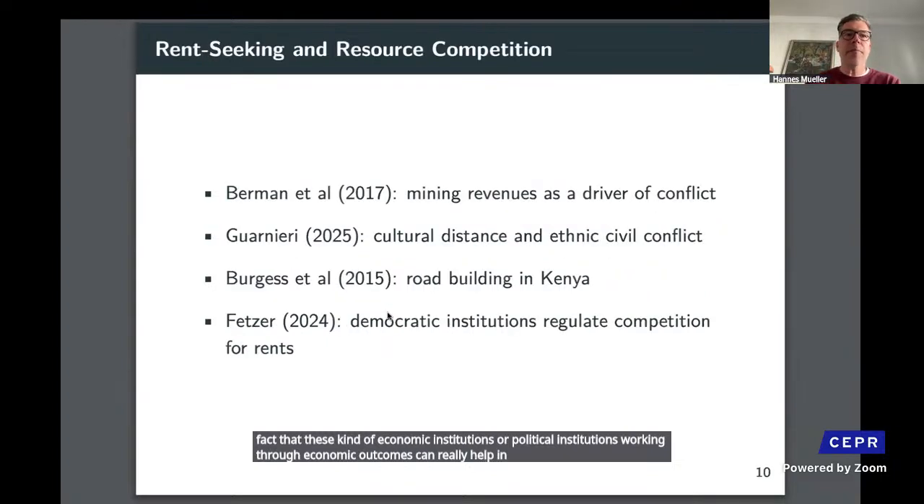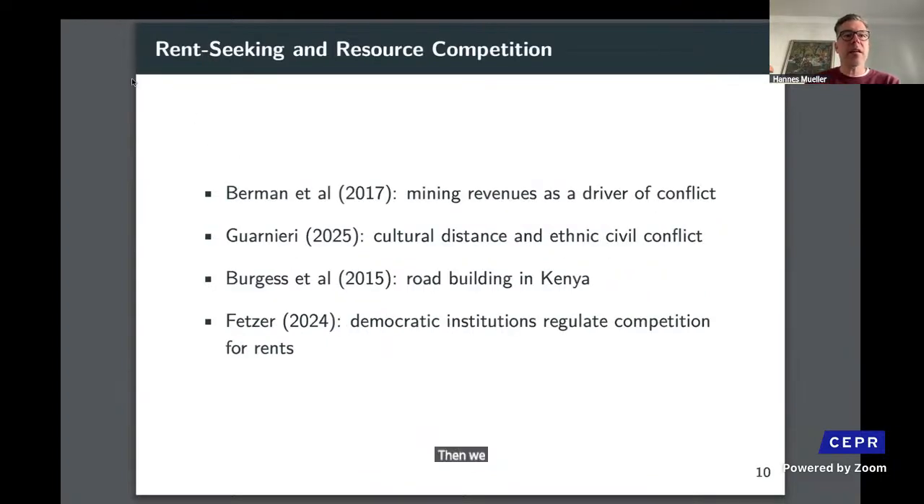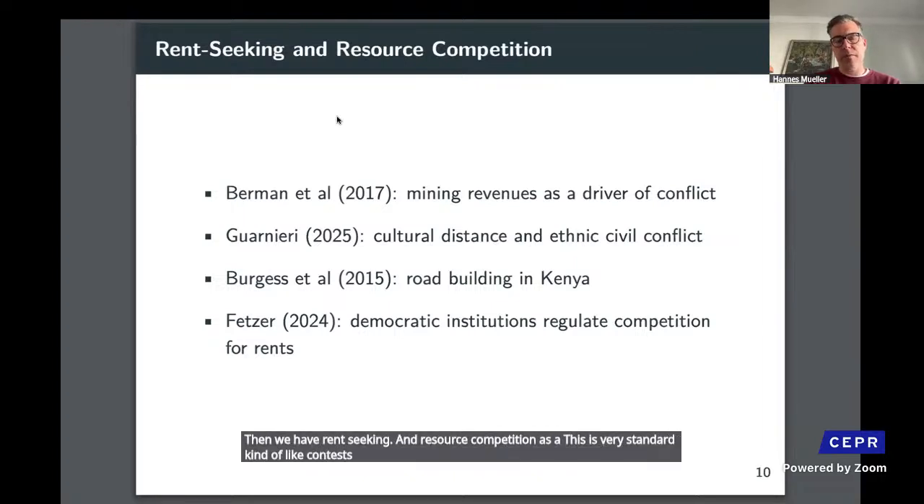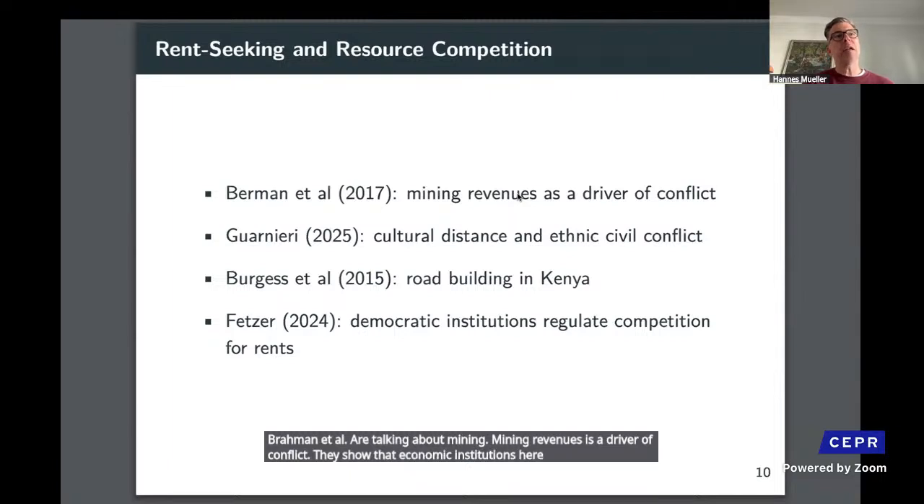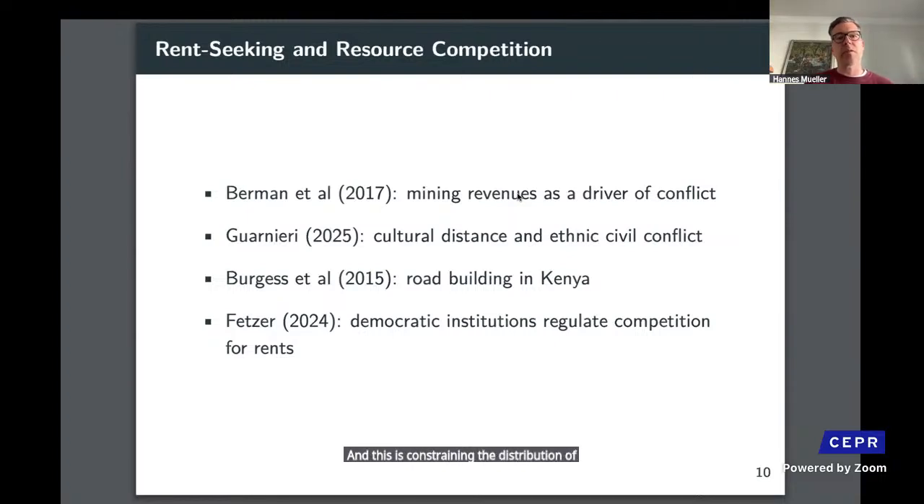Then we have rent seeking and resource competition as a channel. This is a very standard contest view. The contest view has been very strong here. Berman et al. are talking about mining revenues as a driver of conflict. They show that economic institutions here can be really helpful, namely if you force multinationals to be transparent in the way they distribute the rents, and this is constraining the distribution of rents, and therefore you're reducing conflict.